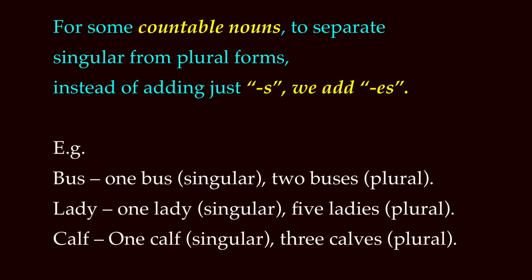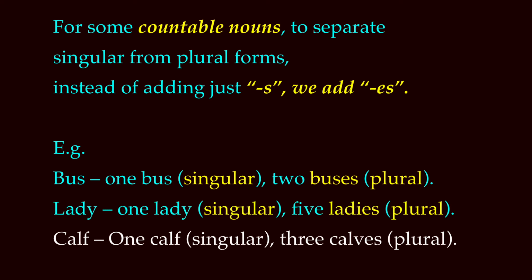For some countable nouns, to separate singular from plural forms, instead of adding just s, we add es. For example, bus. One bus is singular, but 2 buses, we add es at the end, is plural. Lady.